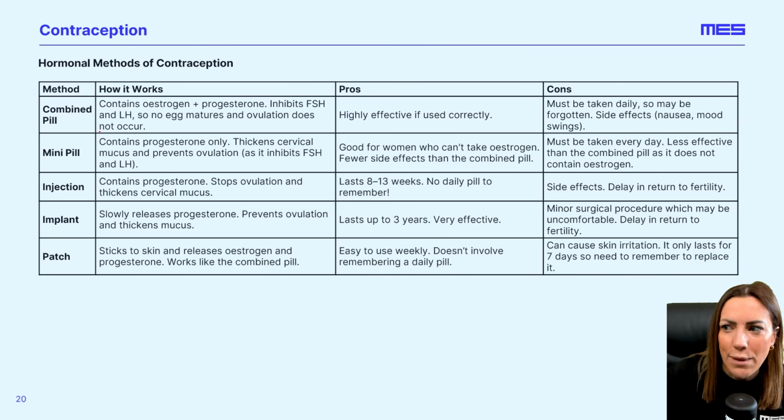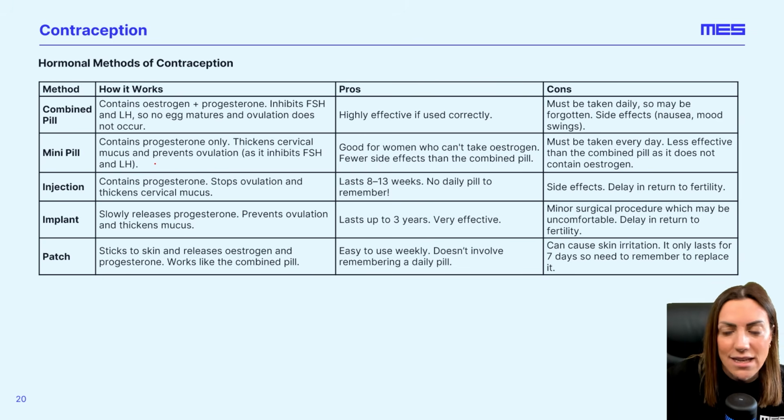So the combined pill contains both estrogen and progesterone. Why? Well, estrogen inhibits FSH, progesterone inhibits FSH and LH. So basically no egg is going to mature, no eggs are going to be released from the ovaries. It is highly effective if it's used correctly. However, it must be taken daily, so you have to remember to take it every day. You might forget. And it does cause side effects like nausea, feeling sick, mood swings, that kind of thing.